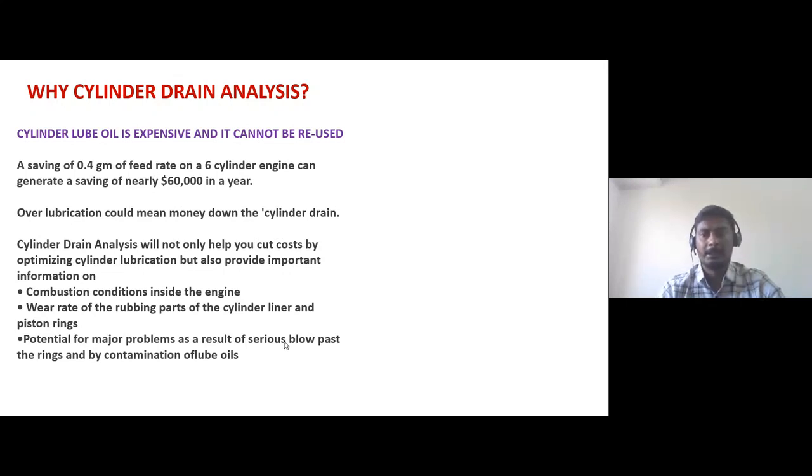It is very contaminated oil, so you cannot filter it and you cannot reuse it. Also, there is a saving on the feed rate, in grams per hour, and the feed rate on a 6-cylinder engine can generate 60,000 in a year. So we need to maintain a very accurate feed rate. If you increase the feed rate, sometimes by about 0.5, you can lose so much money. Over-lubrication could mean money down the cylinder drain.